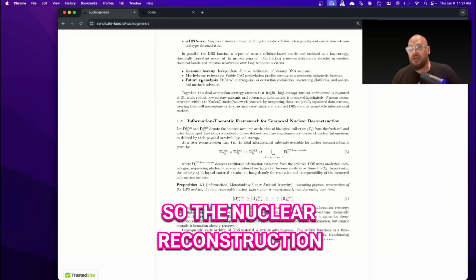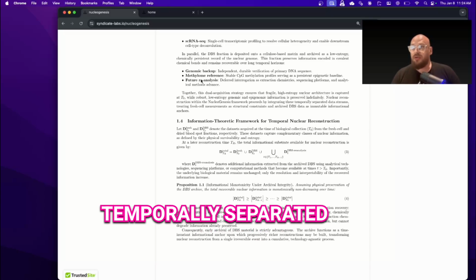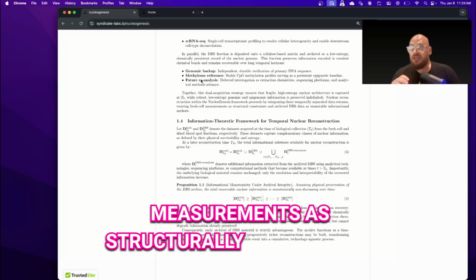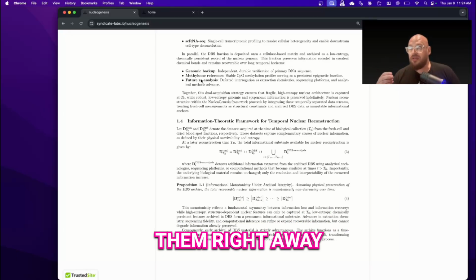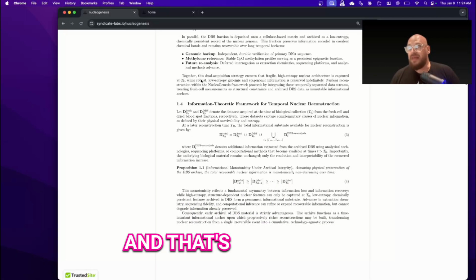So the nuclear reconstruction within the Nucleogenesis framework proceeds by integrating these temporally separated data streams. Now, this is done by treating fresh cell measurements as structural constraints, because you got to test them right away, and the DBS data as immutable information anchors, right? And that's where we're going to stop today.